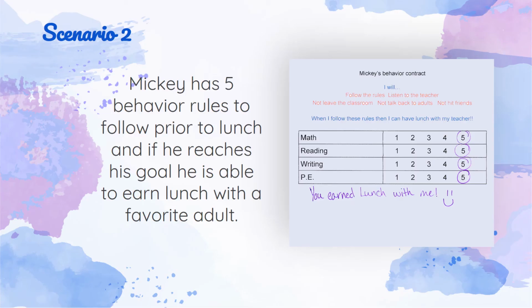Mickey has a hard time following class rules and listening to his teacher. When he is frustrated, he talks back to adults, tries to leave the classroom, and hits other students. His behavior contract requires him to follow 5 behavior rules in order to earn lunch with a preferred adult. This behavior contract tracks his behavior by activity, using numbers to show how many of the rules he follows.